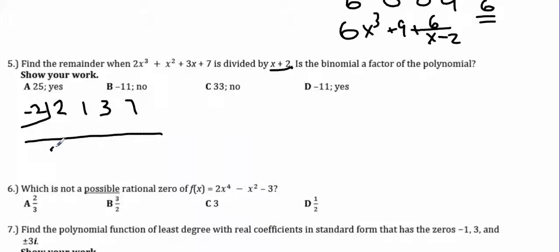So I'm going to bring down the 2. I'm going to multiply -2 times 2, which is -4. Then I'm going to add, which is -3. I'm going to multiply -2 times -3, which is 6. Then I'm going to add, and I get 9. And I'm going to multiply. -2 times 9, which is -18. Then I add, which is -11. So -11 is my remainder, unless I did something wrong.